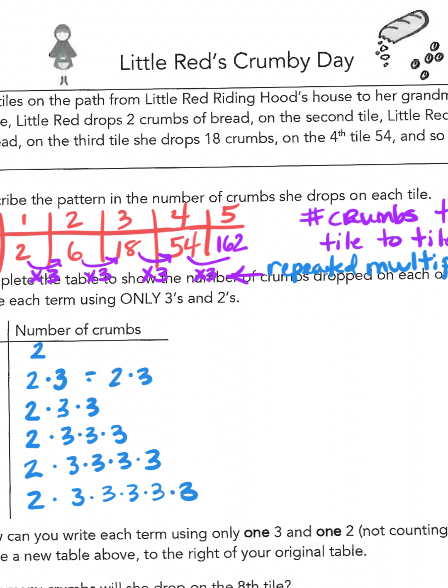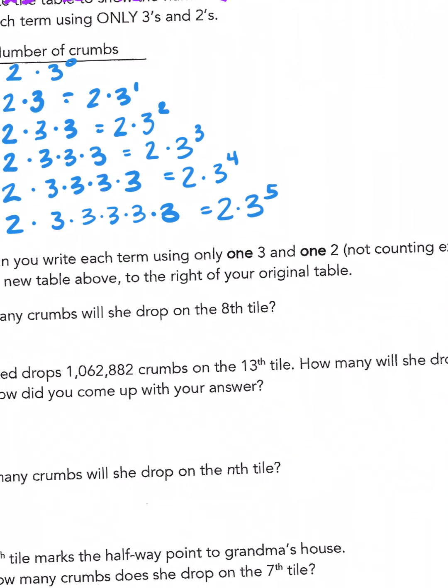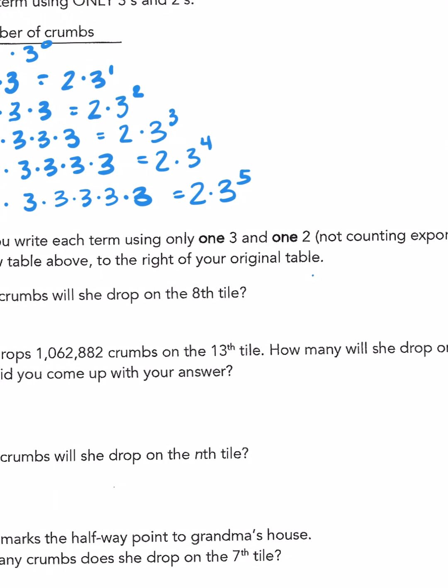So this is 2 times 3 to the first. This is actually 2 times 3 to the 0, isn't it? What's anything to the 0 power? 1. So this would be 2 times 3 to the second. This would be 2 times 3 to the third, 2 times 3 to the fourth. This would be 2 times 3 to the fifth. Awesome. I'm seeing a pattern emerge, aren't you? Now we have to relate this. We already did number 3 up here, didn't we? Only 1 3 and only 1 2. Let's just put that right here.